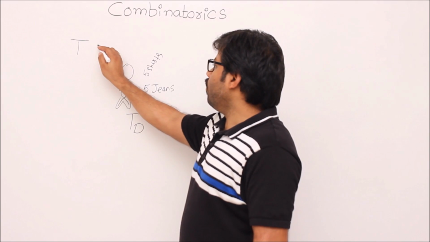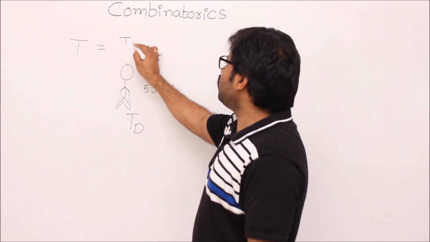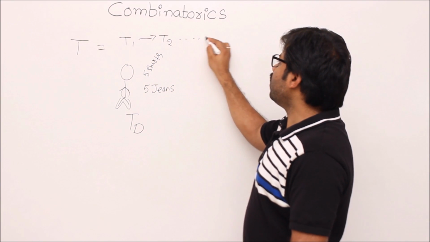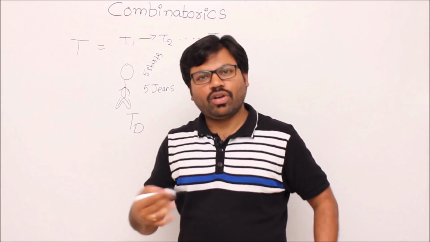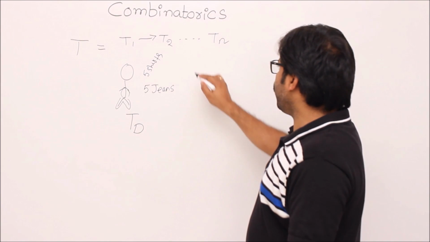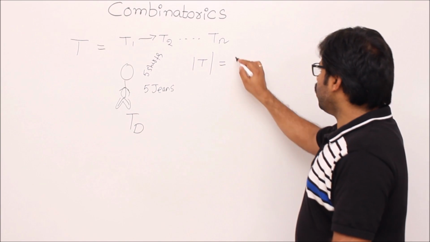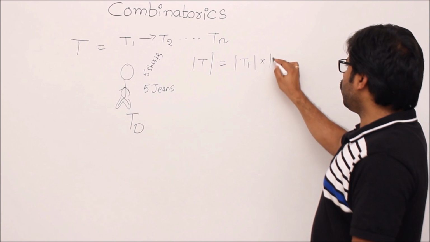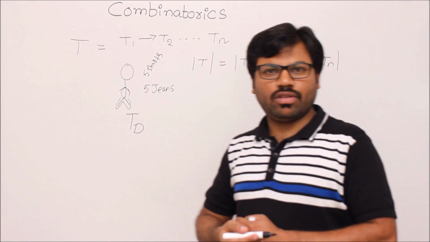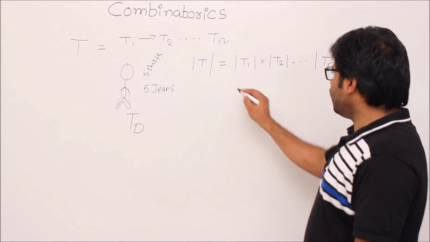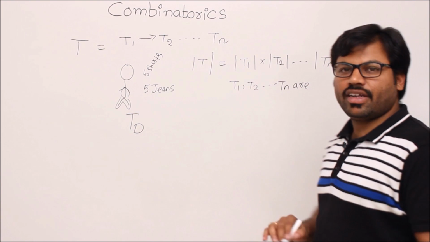So according to the product rule, whenever you have a task T and you don't know how to do it, then you divide it into some subproblems in such a way that you know how to solve them. Then happily we can apply the product rule. So whenever you have such problems, the total number of ways of doing this big problem equals the total number of ways of doing T1 times the total number of ways of doing T2, and so on, up to the total number of ways of doing Tn. This is the product rule. But here one essential condition is that T1, T2, and so on up to Tn are mutually independent.